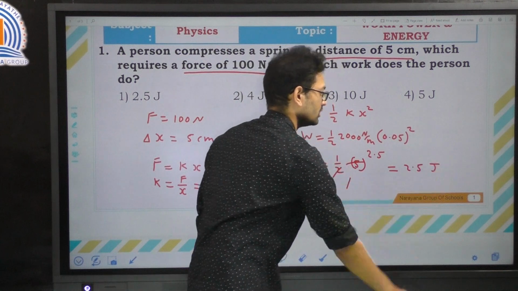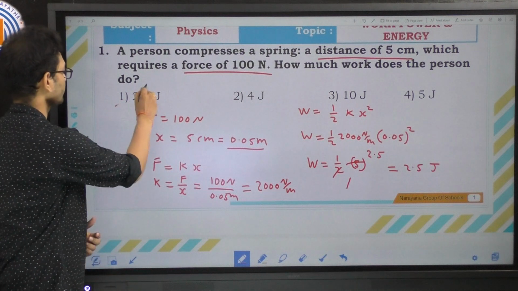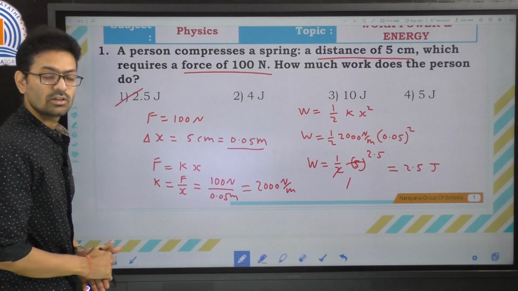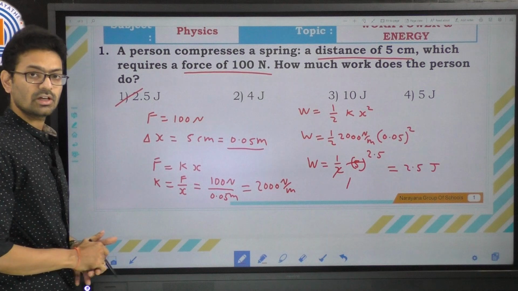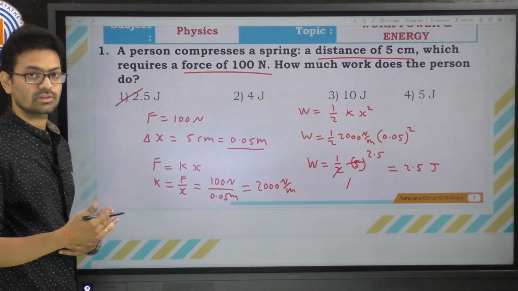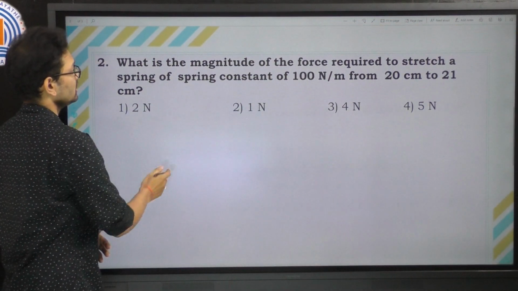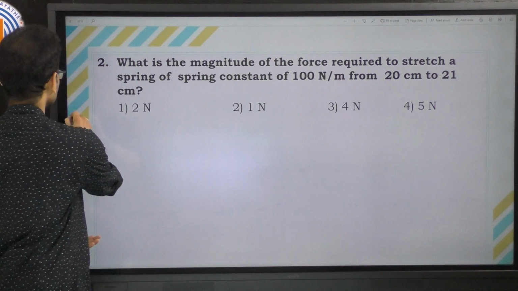SI unit of work done is joules. So which option do you think? Option number 1. Done. The first question, I hope it is very helpful for you. You all understood? I think so. So let us go to the next question. Let's see your next question. Here it comes.